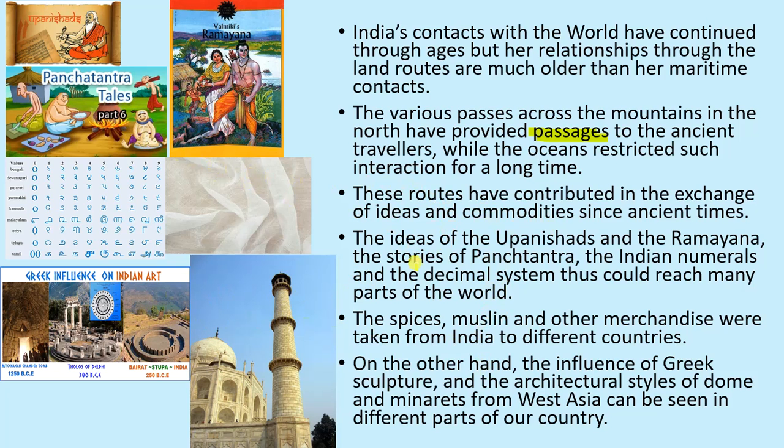The information from our Upanishads, Ramayana, and the stories of Panchatantra reached different other parts of the world, and so did the Indian numeral system. India had trade relations, with muslin and its spices. Then some other countries' art and architectural designs came to India in different forms. That shows that India had good trade relations with different parts of the world.